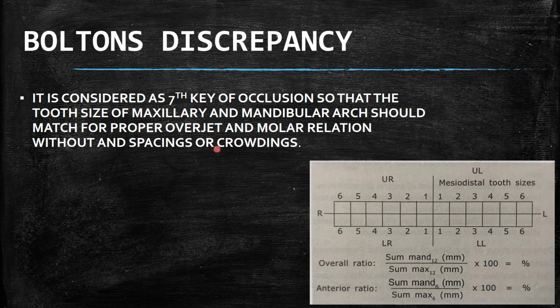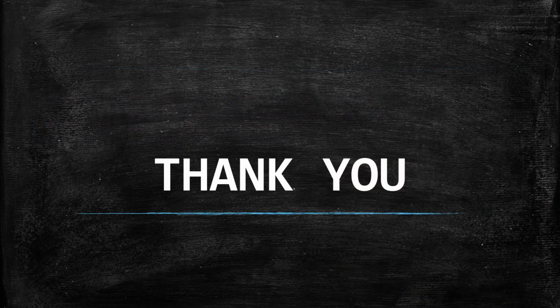Your size of the tooth will determine how good the occlusion is. If your maxillary teeth are way too big compared to the mandible, then obviously it will create malocclusion. So this is the Bolton's discrepancy or ratio, the seventh key of occlusion, in which you're just seeing the discrepancy of the arch, how your tooth size is. And these are the 7 keys of occlusion, Andrews' 7 keys of occlusion. And that was it. Thank you so much.